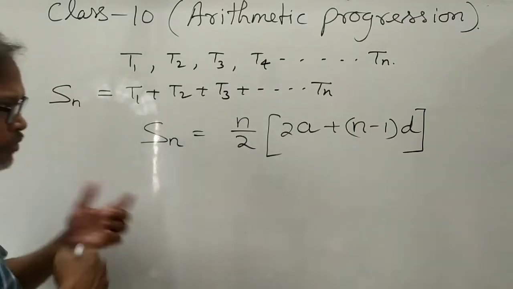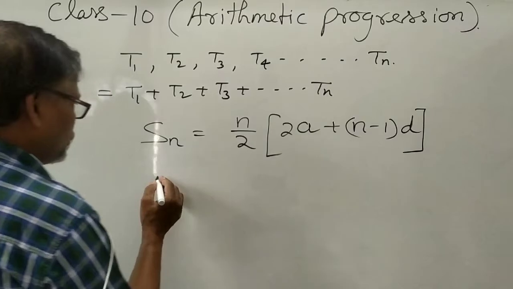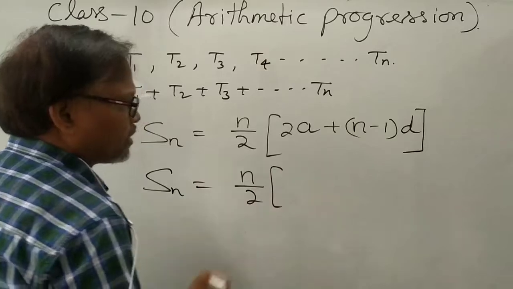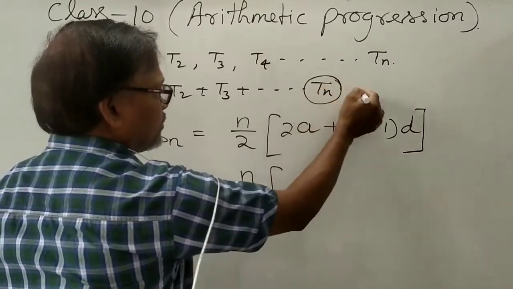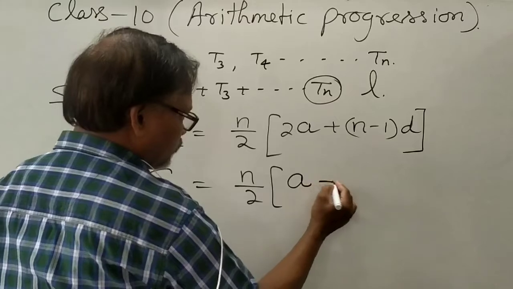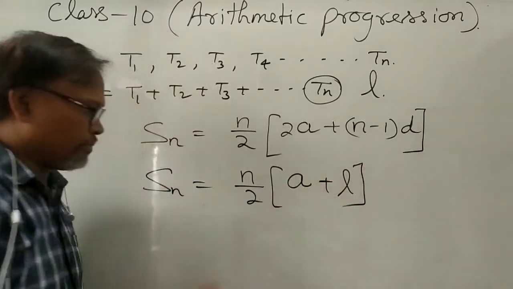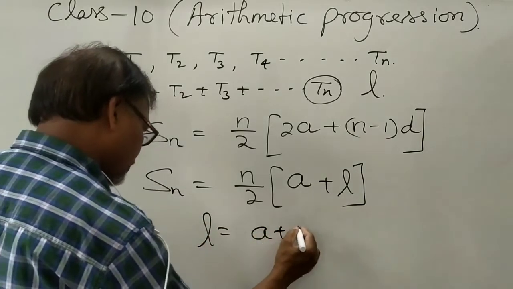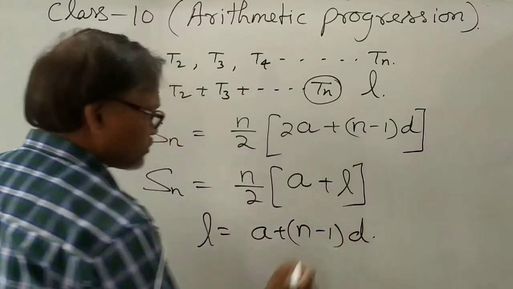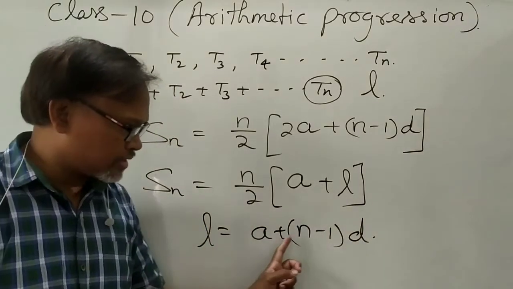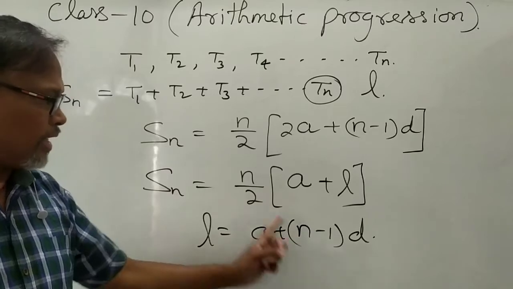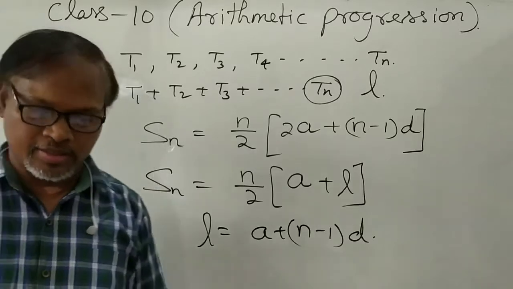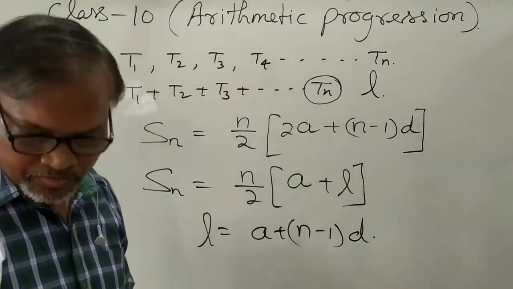One more formula you can use. This is about the last term. If you don't have the common difference and the last term is given, meaning L, then this formula is used: n by 2 into a plus L, and as you know, L is equal to a plus n minus 1 into d. So you find the number of terms by using this formula, and then put here L and the first term, and you will get Sn, the required sum.